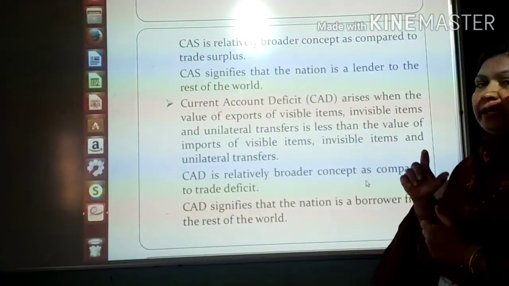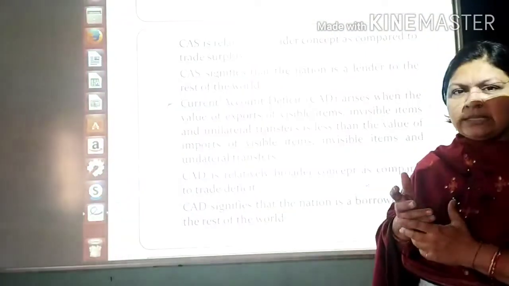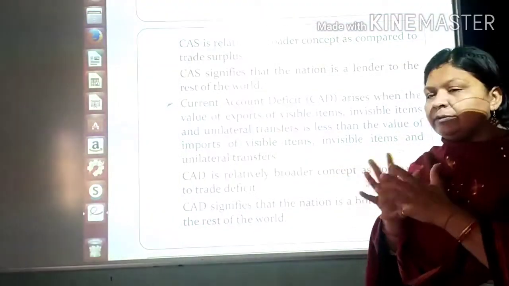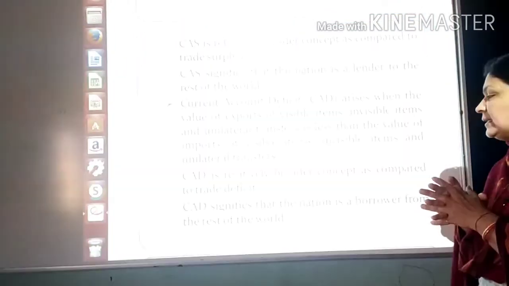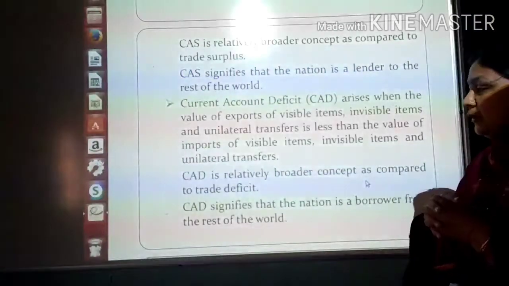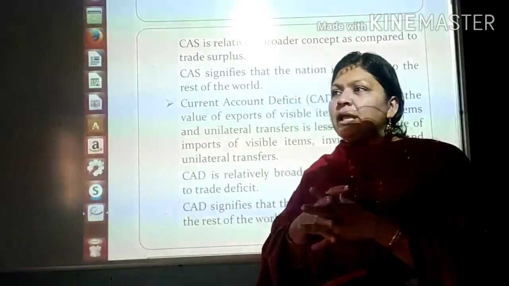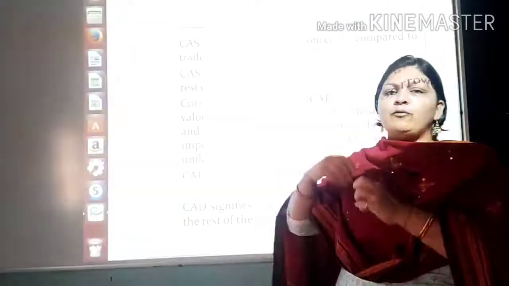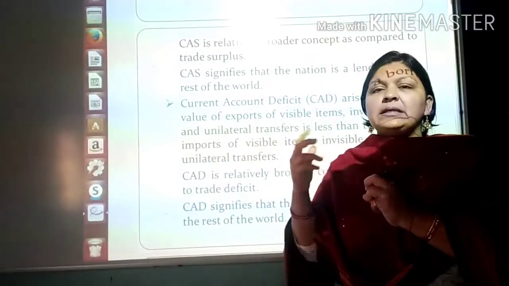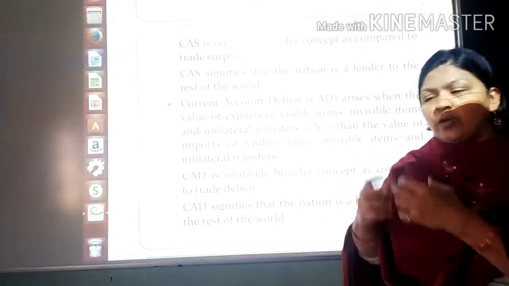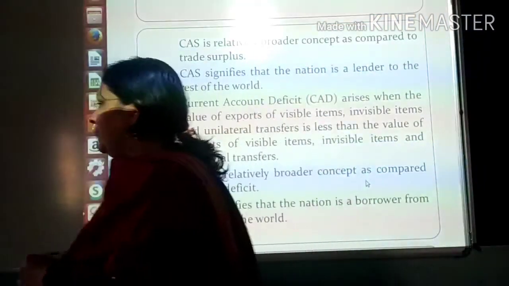CAD is the relatively broader concept as compared to the trade deficit. Again same concept: trade deficit is a part of the CAD, but CAD is not a part of trade deficit. CAD signifies that the nation is the borrower from the rest of the world. यहाँ CAD होता है, CAS होता है, तब क्या सिग्निफाइज कर रहा है कि हमारा नेशन है वो लैंडर है. क्यों? क्योंकि हमारे रिसिप्ट जाता है. Here what is the concept? Our nation is the borrower. क्यों? क्योंकि हमारी पेमेंट ज्यादा है.